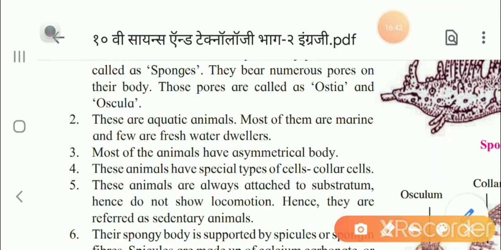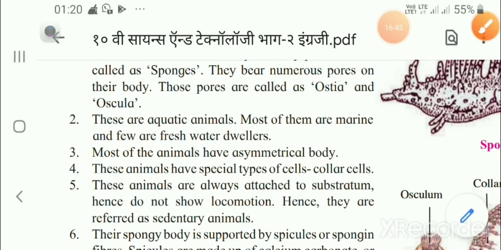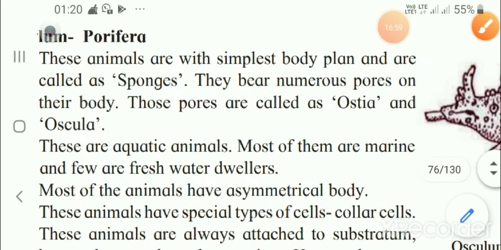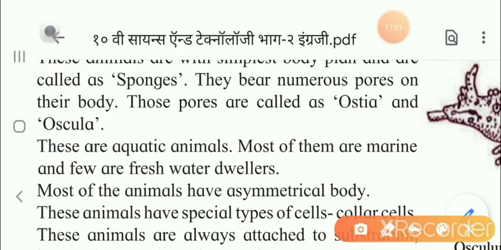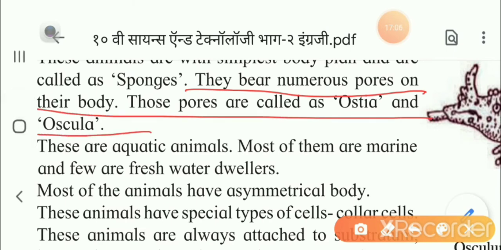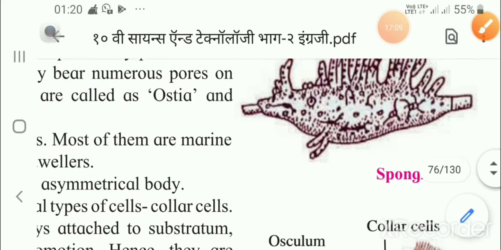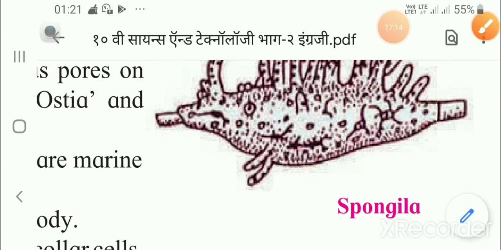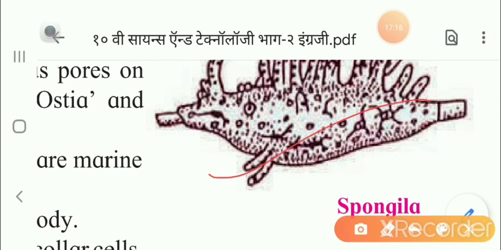So children, this point you have to learn that this phylum Porifera, these animals are simple and they have numerous pores on their body. These pores are called as the ostia and oscula. Let us show you the diagram, children. This is the diagram of the spongilla. You can see here so many pores are present there on the body.